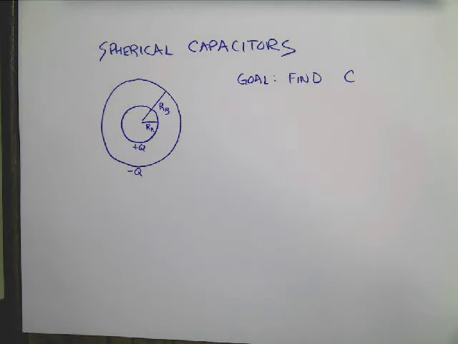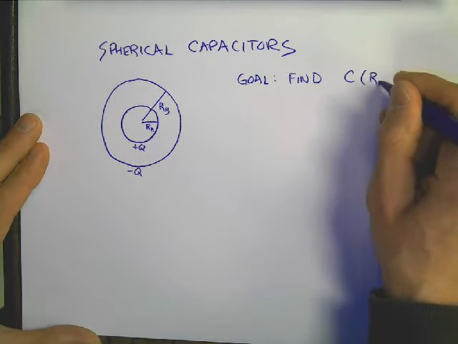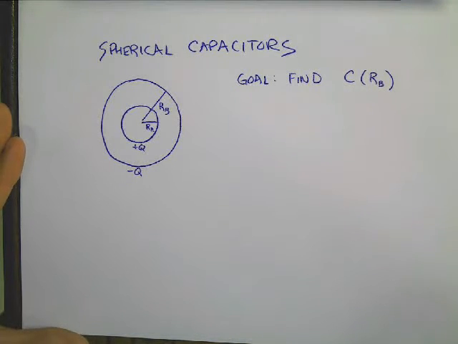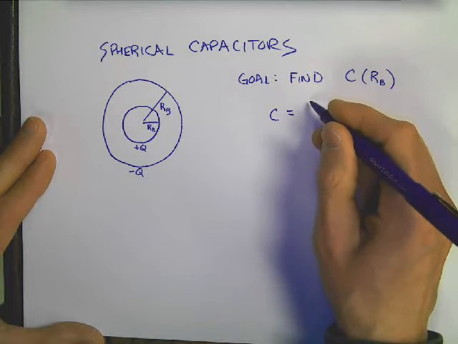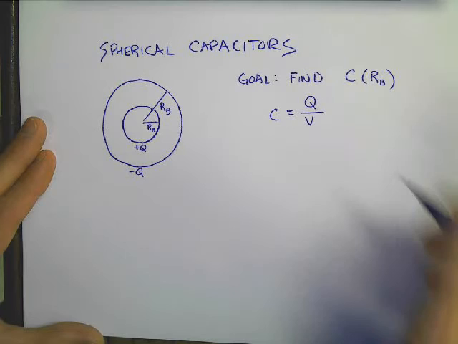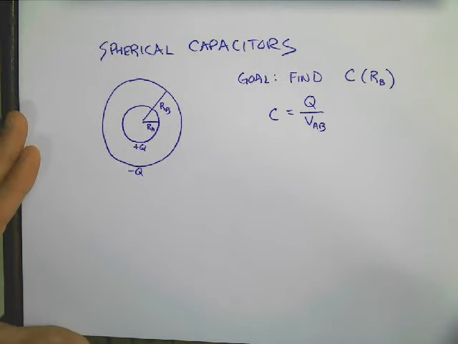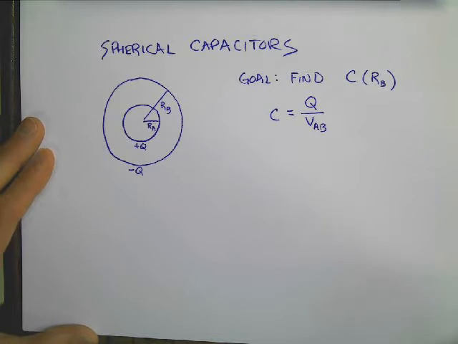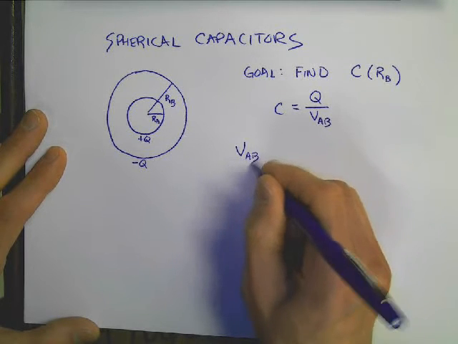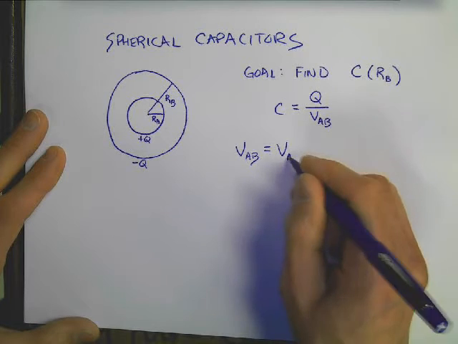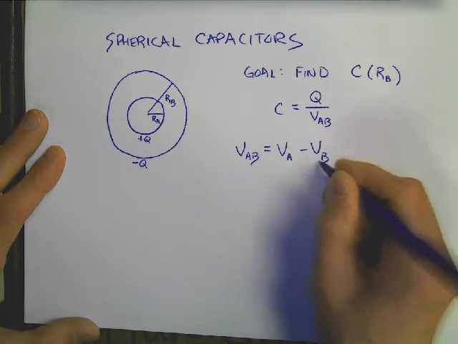And what we're going to do is find the expression as a function of that outer radius. So we're going to let that outside conductor get as large as we want, and we'll see what happens to the capacitance as we do that. Just a quick reminder here: capacitance is the ratio of charge to the voltage difference, and in this case it's the voltage difference between spheres A and B. And so the mission that we have, first of all, is to evaluate the voltage difference between the spheres. That would be defined as the voltage of A minus the voltage of B.